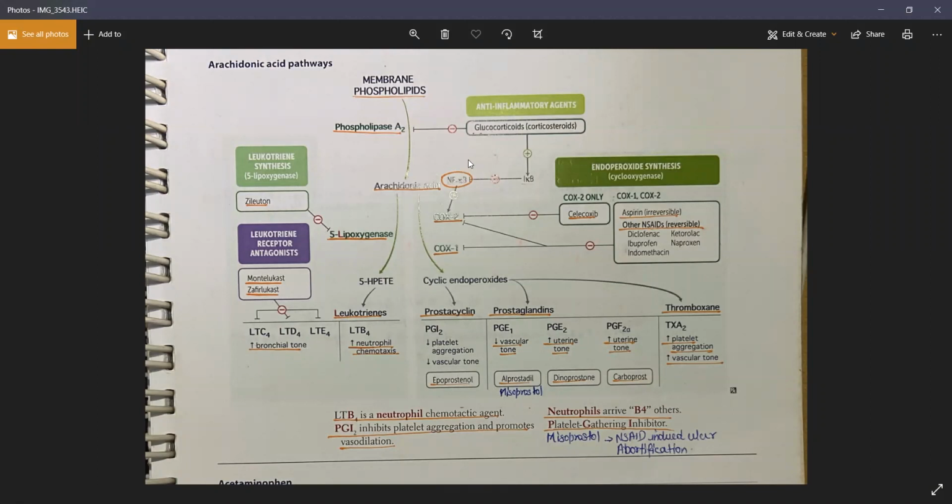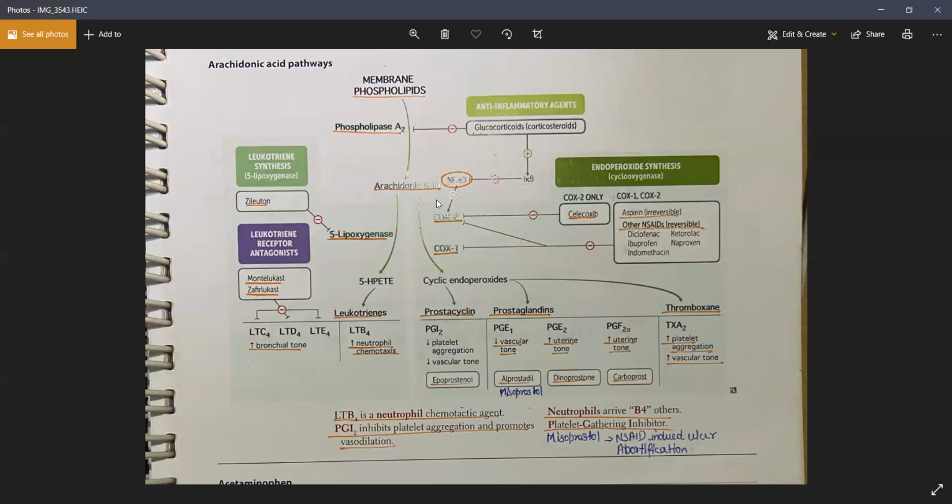Okay, but I won't get the asthma or the bronchoconstriction after the glucocorticoid therapy, because they inhibit both the lipoxygenase pathway as well as the cyclooxygenase pathway, by inhibiting the phospholipase A2. So I will get the exacerbations of the asthma in patients who are taking the aspirin, but I won't get that after the glucocorticoids, because they inhibit both of the pathways. Any doubt so far?